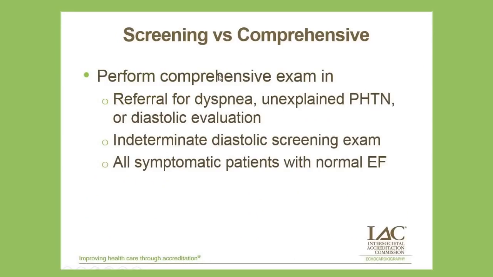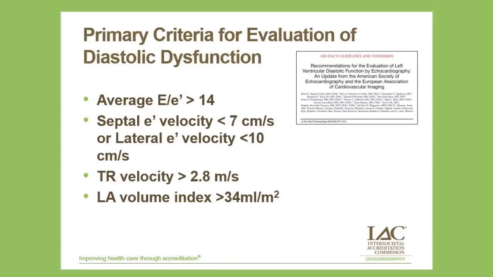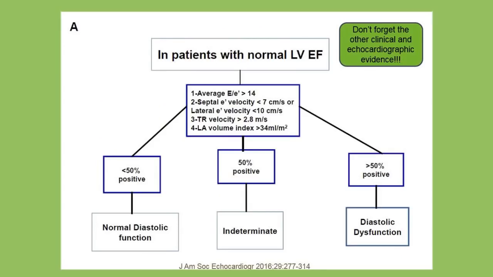But a comprehensive exam really only needs to be done if you have somebody who is referred for dyspnea and the diastolic evaluation is unclear, and all symptomatic patients with normal EF, because the screening exam might not be enough. So in the document, the primary criteria for evaluation of diastolic dysfunction is average E/E', septal E' velocity or lateral E' velocity, the TR velocity, and the LA volume index. And we'll go ahead and go through a couple of cases to talk about how to use this.